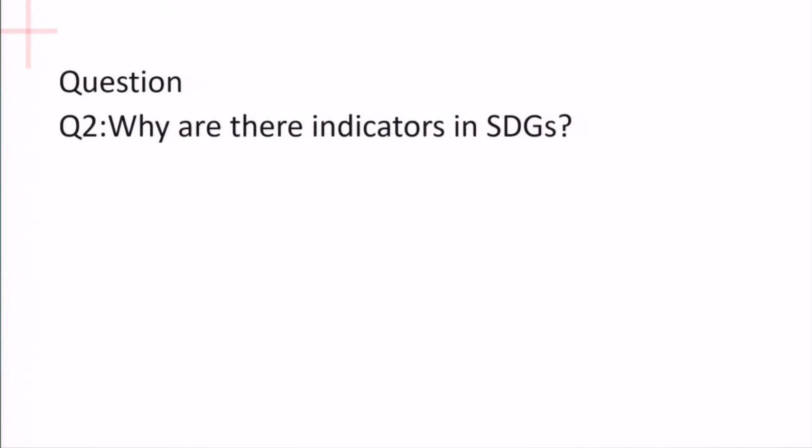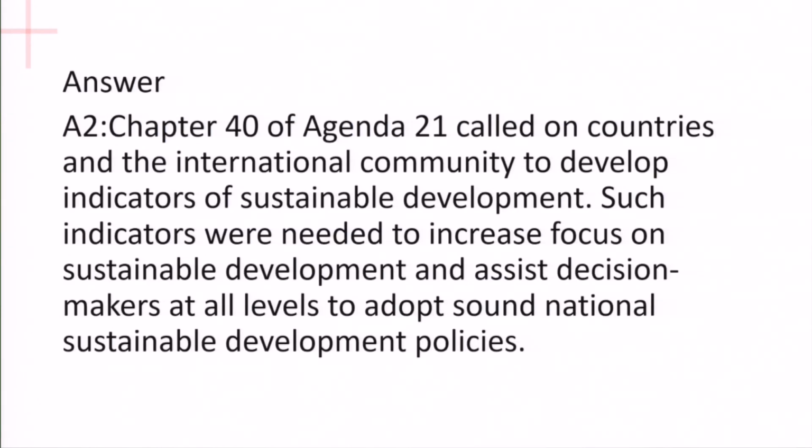Question 2, what are the 3 indicators in SDG at a holistic level? Chapter 40 of Agenda 21 called on countries and the international community to develop indicators for sustainable development. Such indicators were needed to increase the focus on sustainable development and assist decision makers at all levels to adopt sound national sustainable development policies.